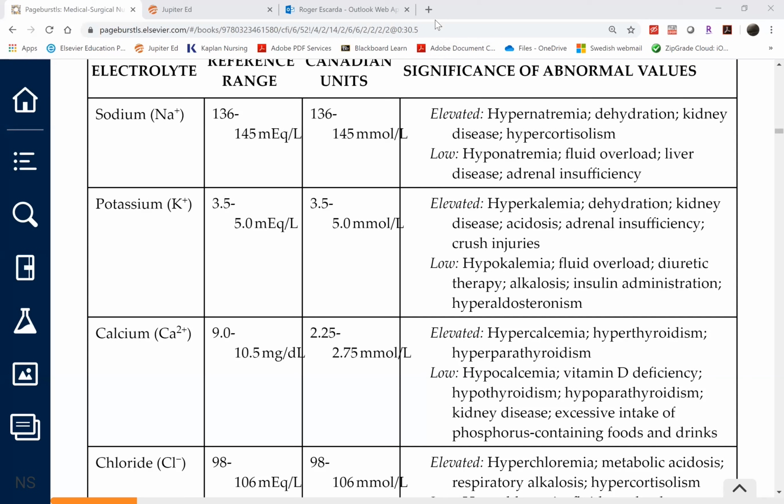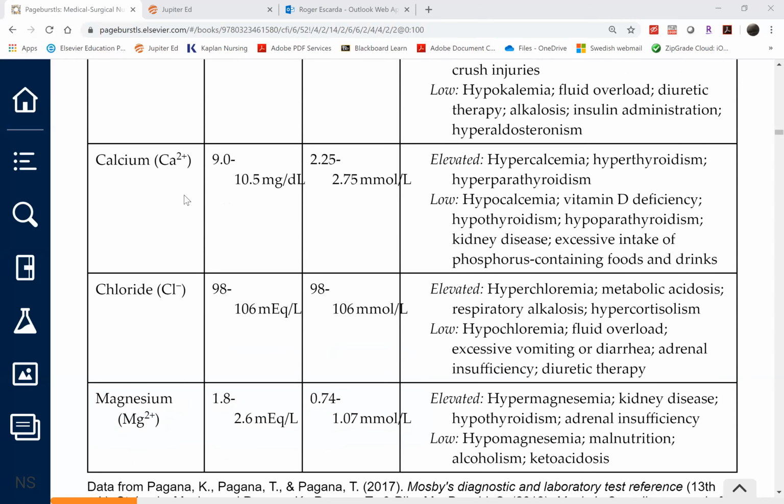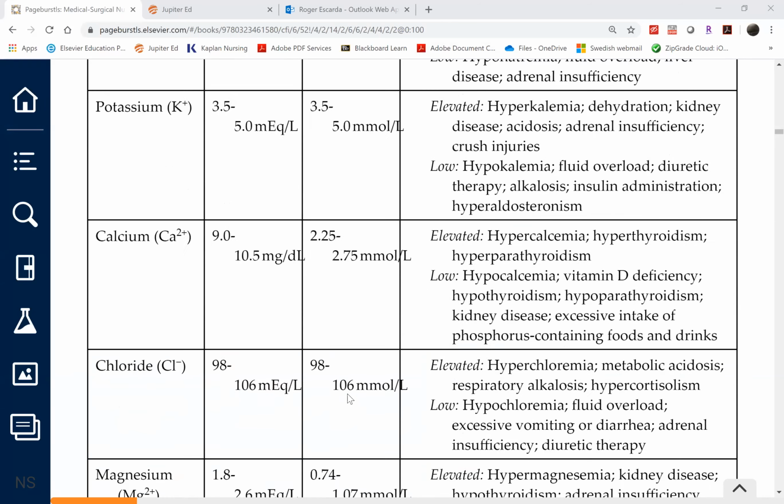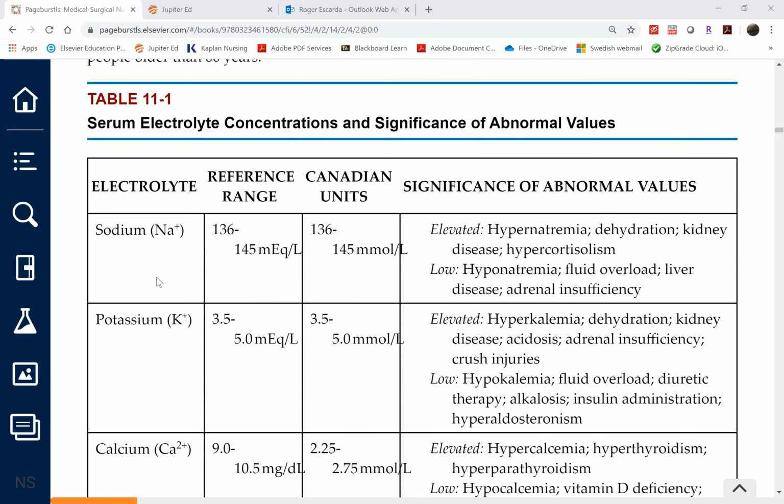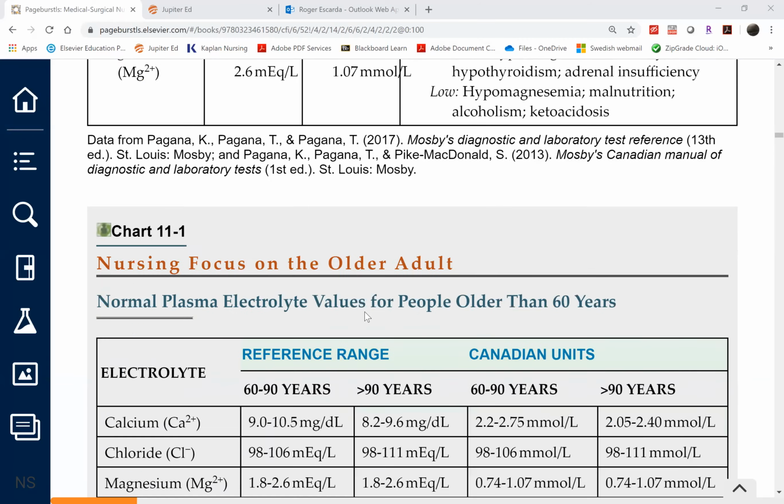So for exam 1, I will only test you on sodium and potassium. Calcium will go later when we get to chapter 22 under cancer, and magnesium later when we get to heart failure, chapter 35. So for exam 1, I'll keep it within sodium and potassium. Questions so far? Very good. Okay.